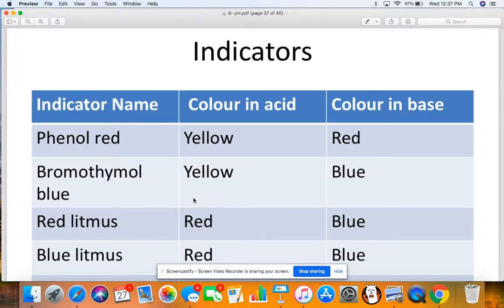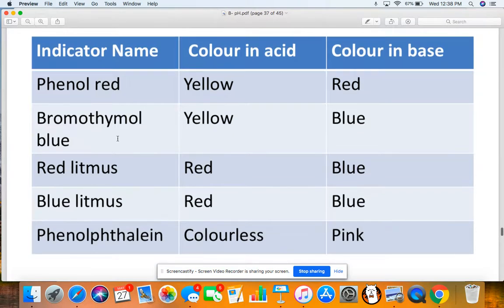One really quick note about indicators. So indicators are a great visual representation to figure out if something is acidic or basic. So rather than going through and actually measuring the concentration of hydrogen ions in solution, which isn't always possible, we can just use an indicator to quickly determine if something is an acid or a base. So these are our indicators. Phenol red is a common one.